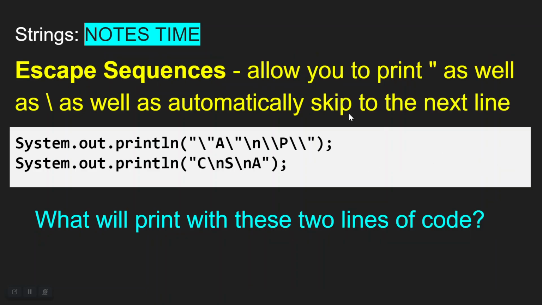Now we're going to look at the escape sequences, or the escape characters, as they're sometimes called. These are interesting. They allow you to print quotation marks, as well as print backslashes, as well as automatically skipping to the next line. And so if we look at these two print statements, we've got system.out.println, we've got a quotation mark, then a backslash quote, then an A, then a backslash quote, then a backslash N, then a backslash backslash, then a P, then a backslash backslash.